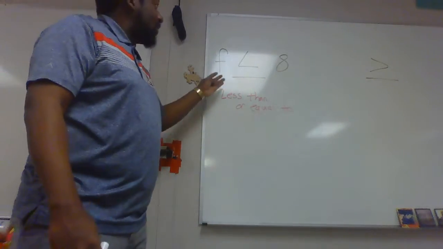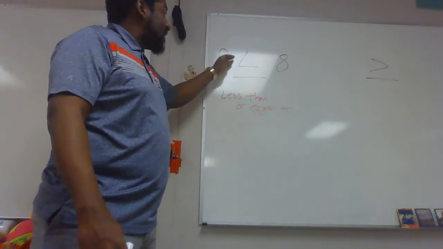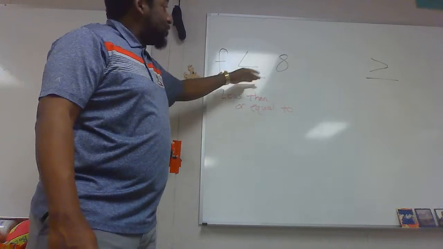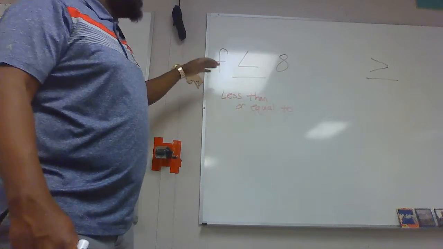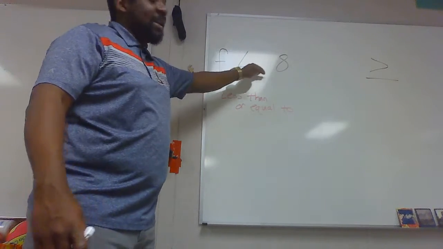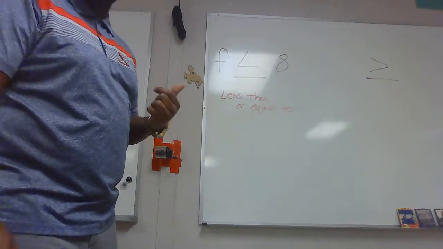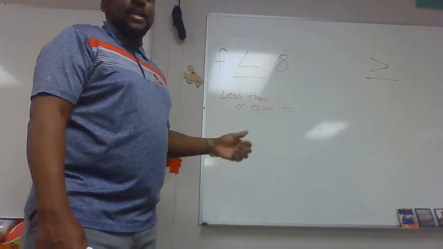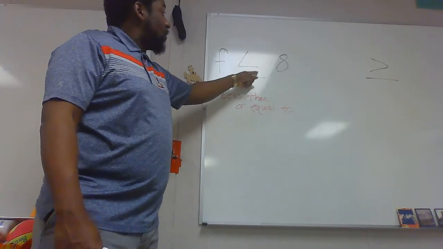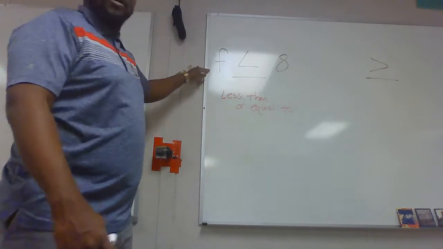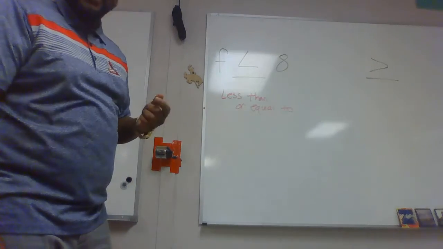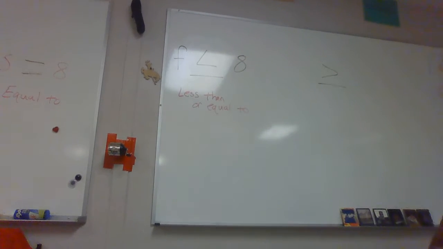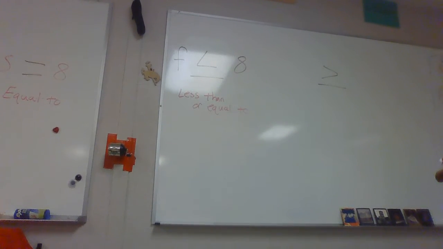Which means f could really have multiple answers. F could be 7 because that's less than 8. F could be 8 because that's equal to 8. F could be 2 because that's also less than 8. F could not be 10 because 10 is not less than 8. So any number that's less than or equal to 8 could be an answer for F. And that's where variables get a little confusing, y'all, because you can't have multiple answers or multiple possible answer choices.